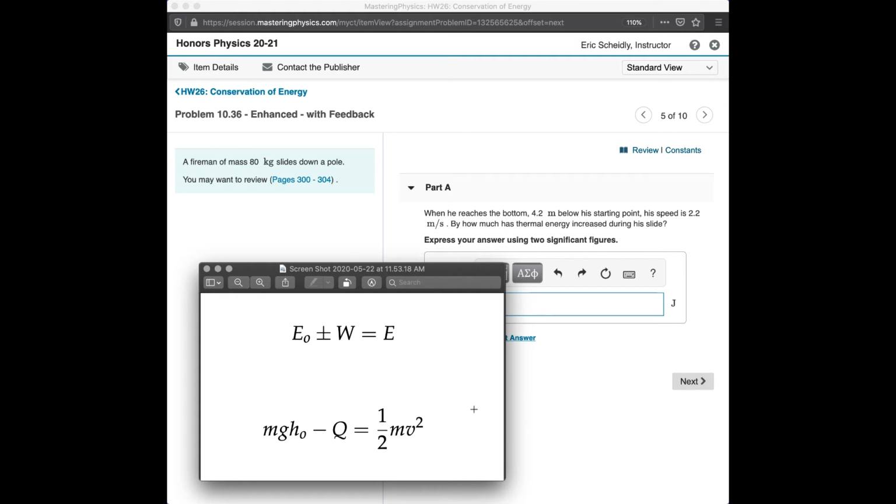He doesn't have any gravitational potential energy at the bottom because when he reaches the bottom of the pole, his height is 0. So this is my law of conservation of energy, and in the problem statement I'm given every number that I need in order to make this work out right. Solve for Q.